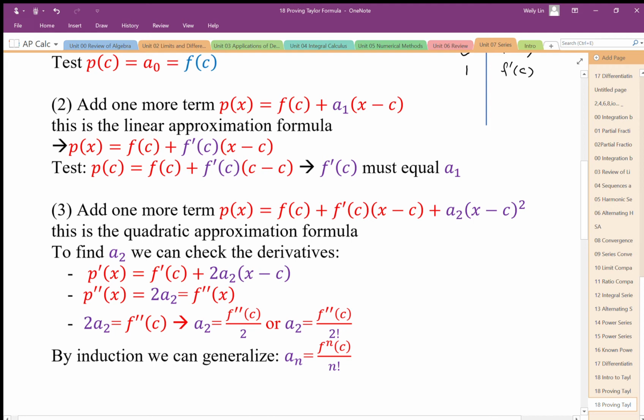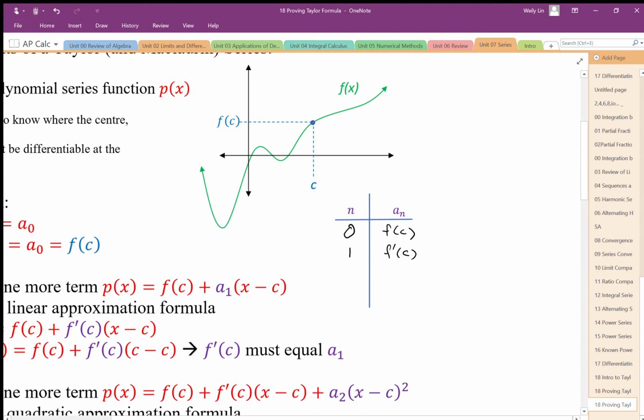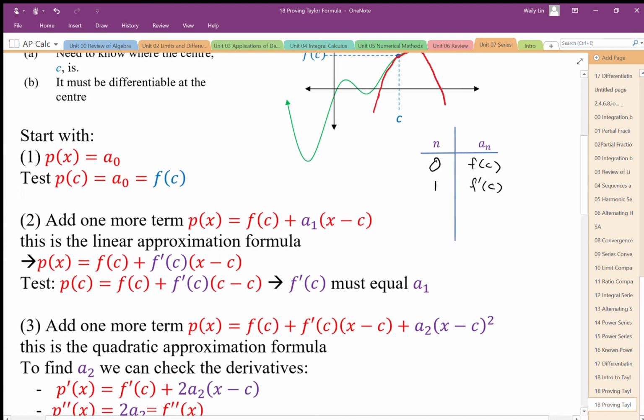So what we can do, and this is the trick, is we can actually find that a2 by checking the derivatives. And basically what this was a linear approximation. This is the quadratic approximation formula. So it's basically the polynomial series that approximates it with a quadratic. Okay, so it's going to be, whatever this quadratic is here, right? Okay, so there's my quadratic approximation formula. Okay, that's what it is. And I just want to basically find out what that a2 is.